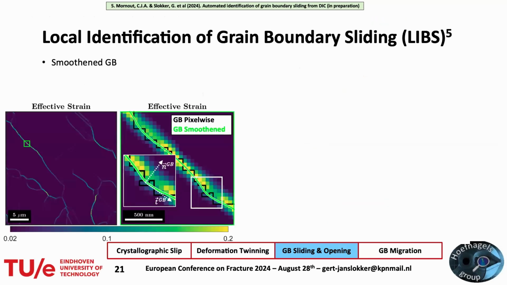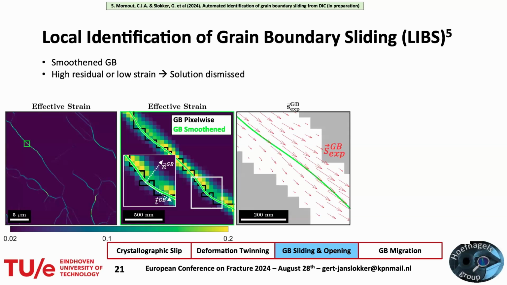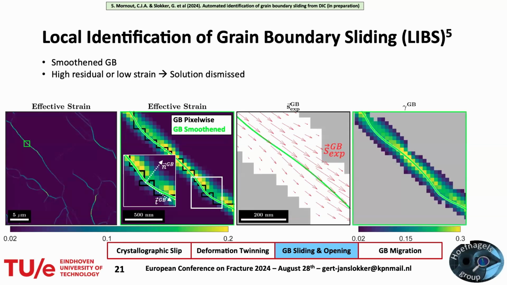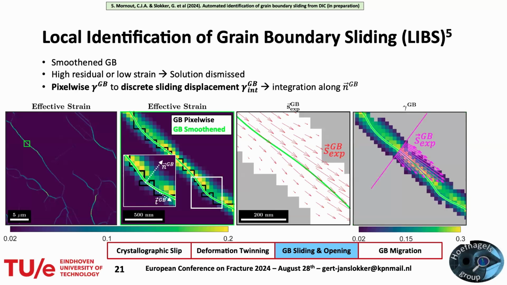So let's look at a region of interest, like this green part here. We have our strain fields, we have our smoothed grain boundary, and then we can determine the normal and the tangential. Well, the output of LIBS is looking like this. And then we determine the size of these vectors, which looks like this. But we know that grain boundary sliding is a discrete event, so we have to integrate along these lines so that we get this line data. So we get really a line with the real sliding displacement in nanometers.